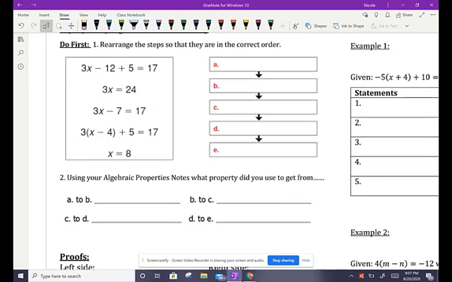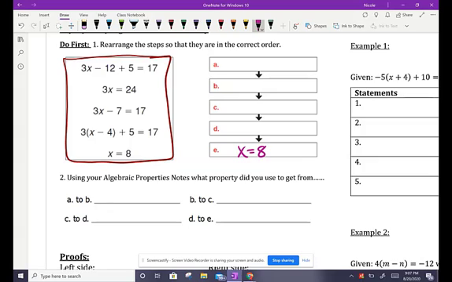I'm going to go through and work it out now, so that way for those who struggled with it or didn't do it, it kind of gets the idea of what's happening right now. So I'm first going to rearrange all of our steps here. None of them are in the correct order. So I'm going to work my way backwards. I want to end with x equals 8. That is my ending point.